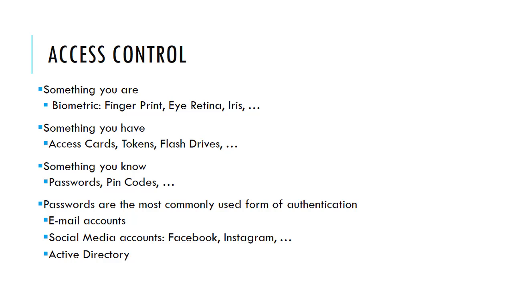The methods of access control are divided into three principal concepts. It depends on either something you are, something biometric in your body, like your fingerprint, your eye retina, your iris, or something you have, like the magnetic access cards, the tokens, the flash drives that contain some secure code saved on them, or something you know, like the passwords and PIN codes, which are sometimes short passwords that change frequently.